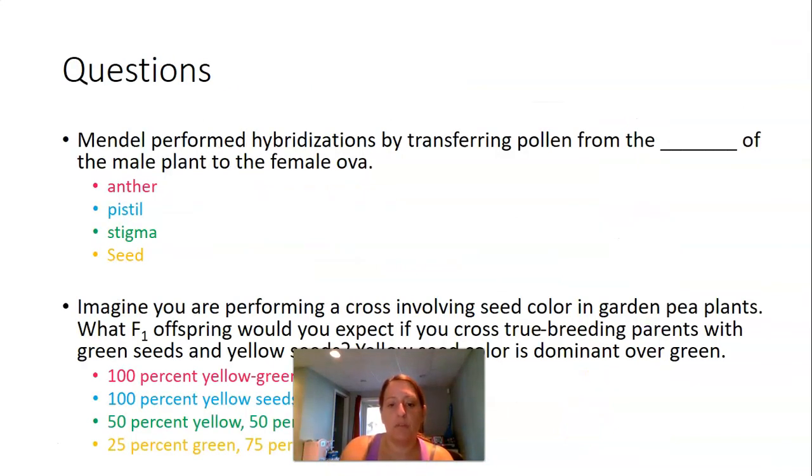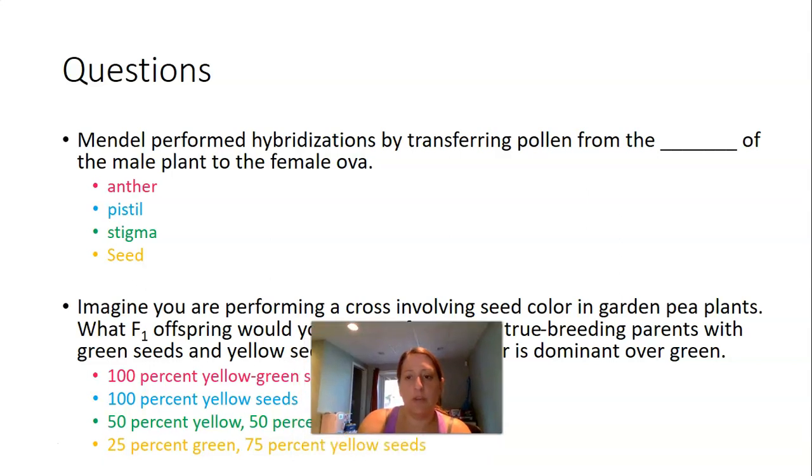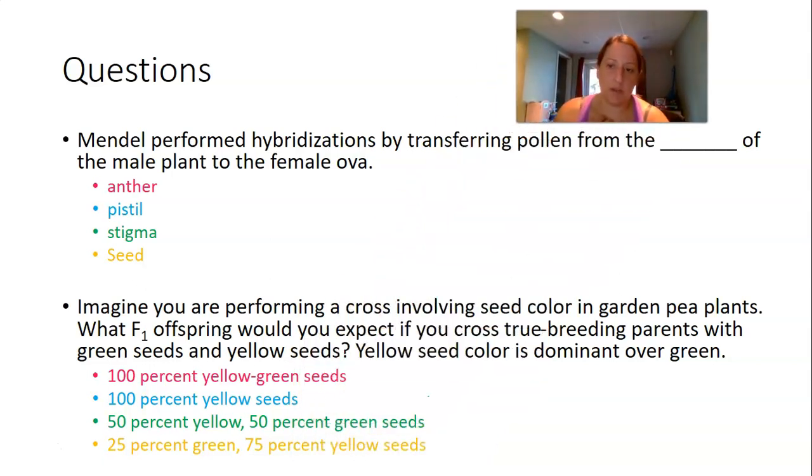Okay, so before we go any further, let's make sure we're all together. So I got a couple questions for you. So the first one, Mendel performed hybridizations by transferring pollen from the blank of the male plant to the female ova. What is that structure called in the male plant? Hopefully, anther. So the anther is going to be the male part of the plant.